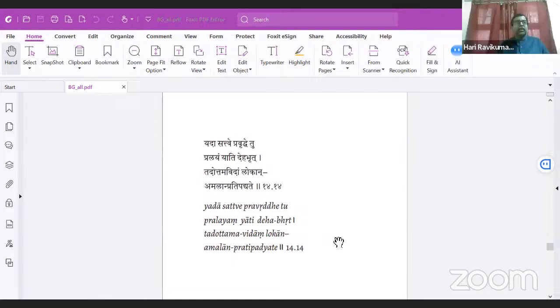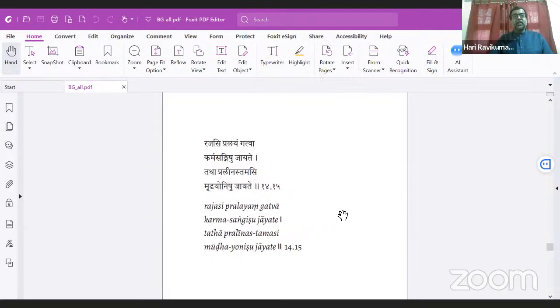I forgot to go to the Anvaya Krama. So Sattve Pravriddhe. So when the Sattva is predominant, Yada Dehabhrit, when the one who has got the body, Dehabhrit is like the one which is occupying the body, the Atma. Pralayam Yati, at the time of the dissolution, Tada Uttama Vidam Amalam Lokan Pratipadyate. So Uttama Vidam, the kind of superior and high quality Amalam, pure world of the righteous people, Pratipadyate, attains this state of the wise.